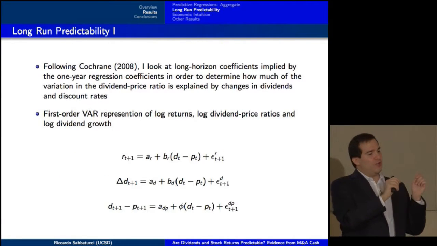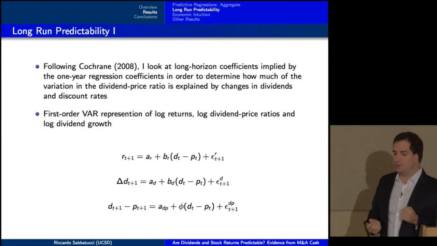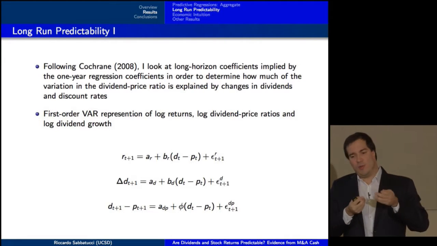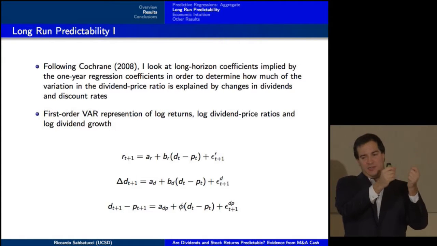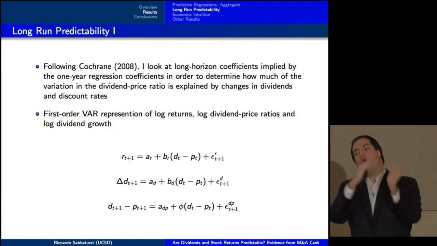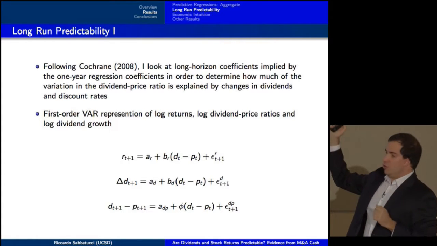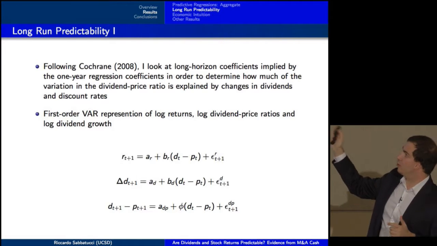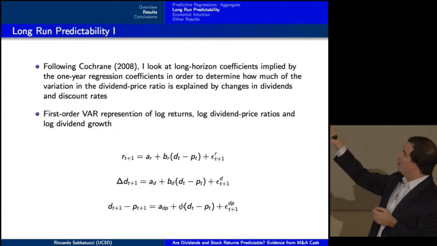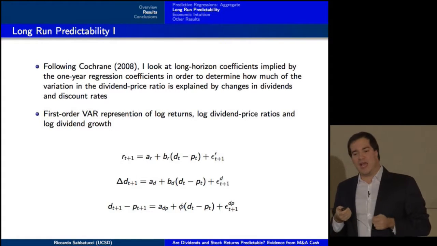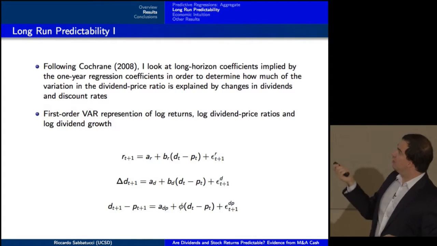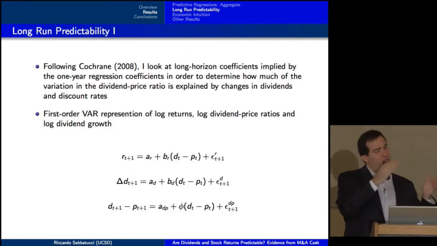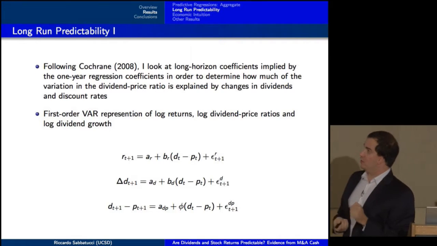So far, I've only looked at one period ahead predictive regression. But what about longer run predictive regression? That is, what about forecasting the sum of excess returns and the sum of dividend growth on the left-hand side on the lagged dividend price ratio? I follow the framework of John Cochrane, and Dillenbeck, and I look at the long horizon coefficients, which are implied by the 1 year ahead predictive regression, in order to determine how much of the variation in the dividend price ratio is explained by either changes in cash flows or by changes in expected returns.